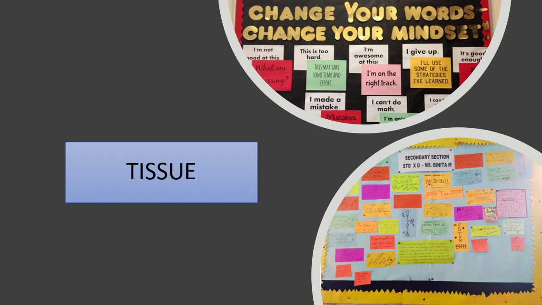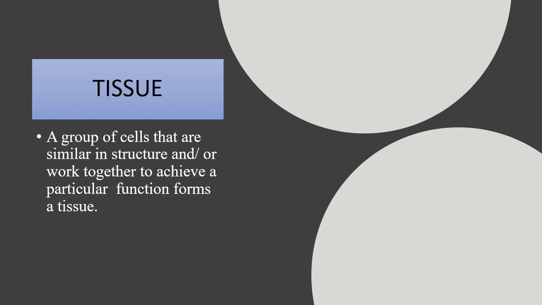So, children, multicellular organisms show division of labor. Cells specializing in one function are often grouped together in the body. This means that a particular function is carried out by a cluster of cells at a definite place in the body, and that cluster of cells is called tissue. So, children, tissue can be defined as a group of cells that are similar in structure and work together to achieve a particular function. Okay.